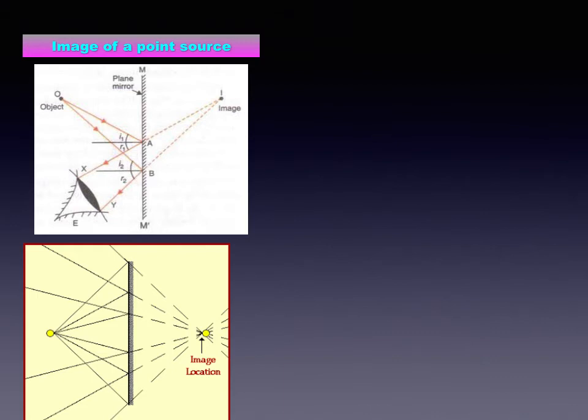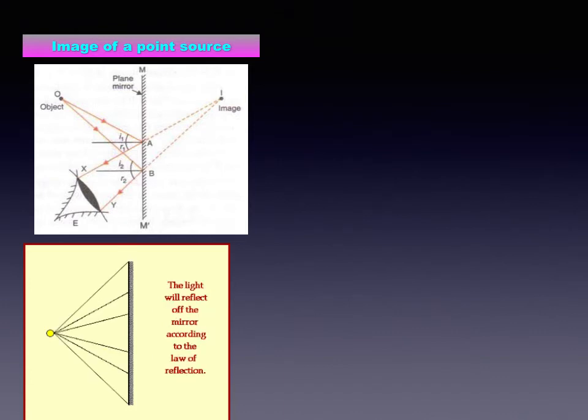So, we can say that the reflected rays do not actually meet. Hence, such an image is called a virtual image. The perpendicular distance of the image from the mirror is equal to the perpendicular distance of the source from the mirror.